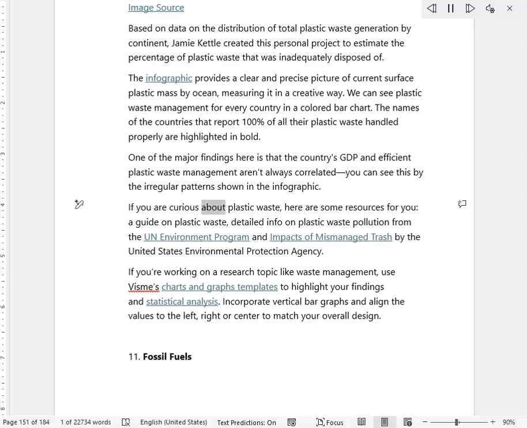If you are curious about plastic waste, here are some resources for you. A guide on plastic waste. Detailed info on plastic waste pollution from the UN Environment Program and impacts of mismanaged trash by the United States Environmental Protection Agency.